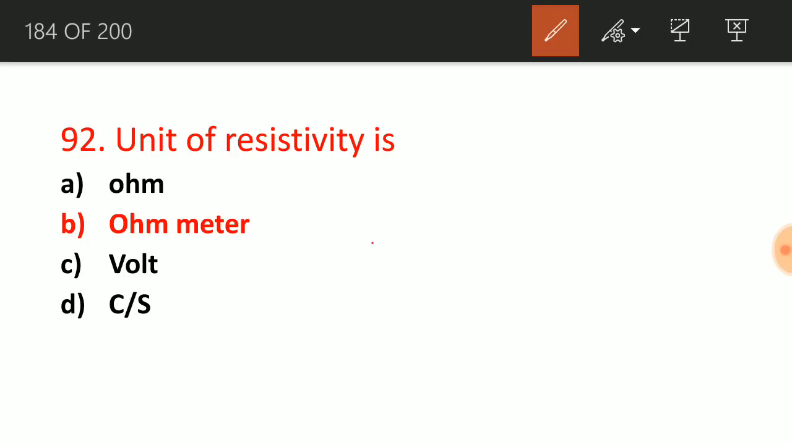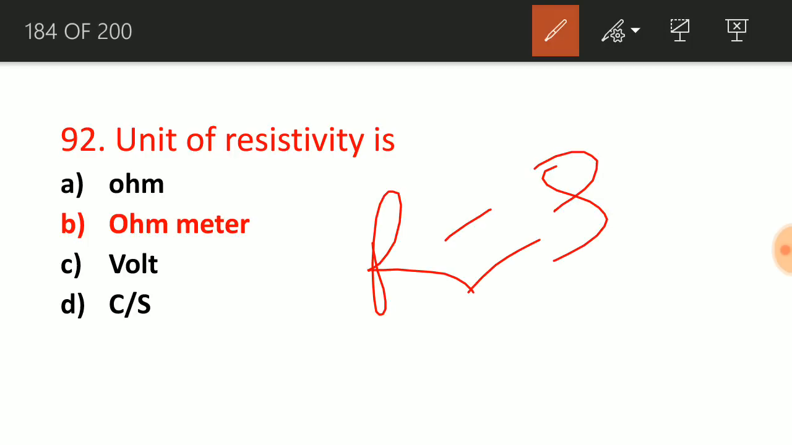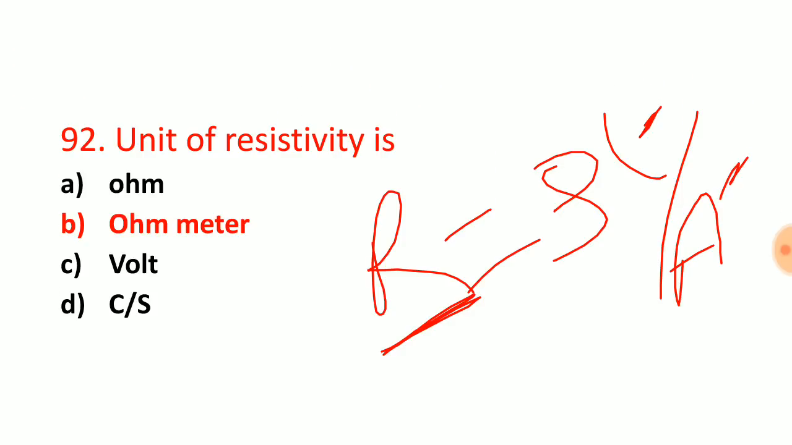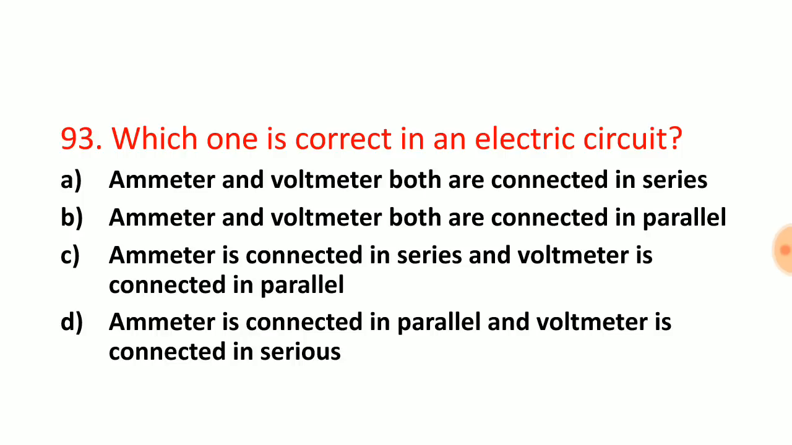We know our formula R is equal to rho L by A. In our previous video you can see this. This is measured in ohm, this is meter square. If we solve this, you will get ohm meter. Question number 93. Which one is correct? Correct is option choice C.